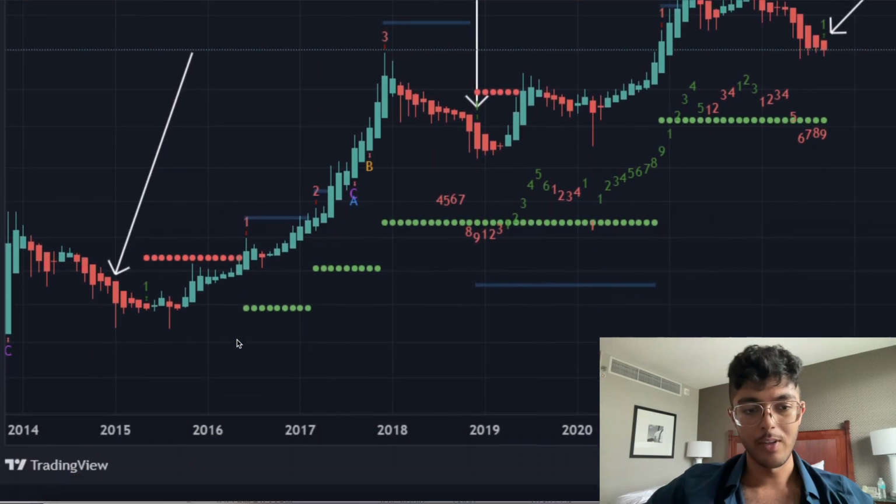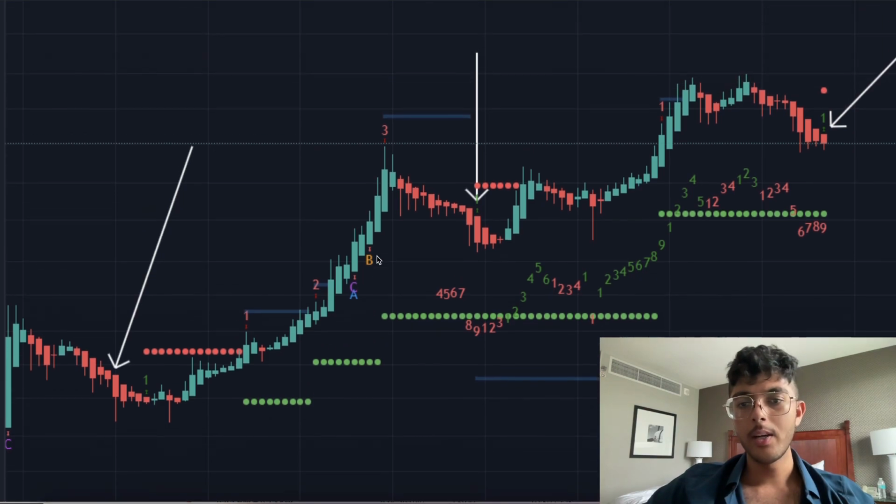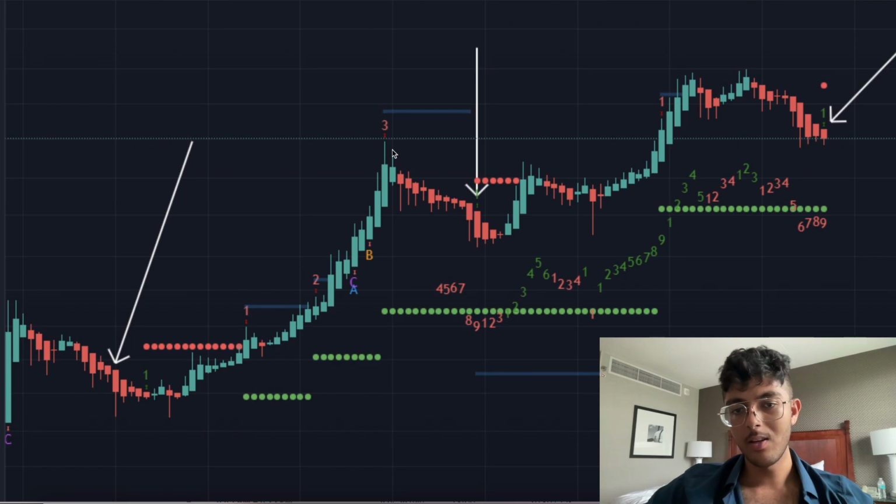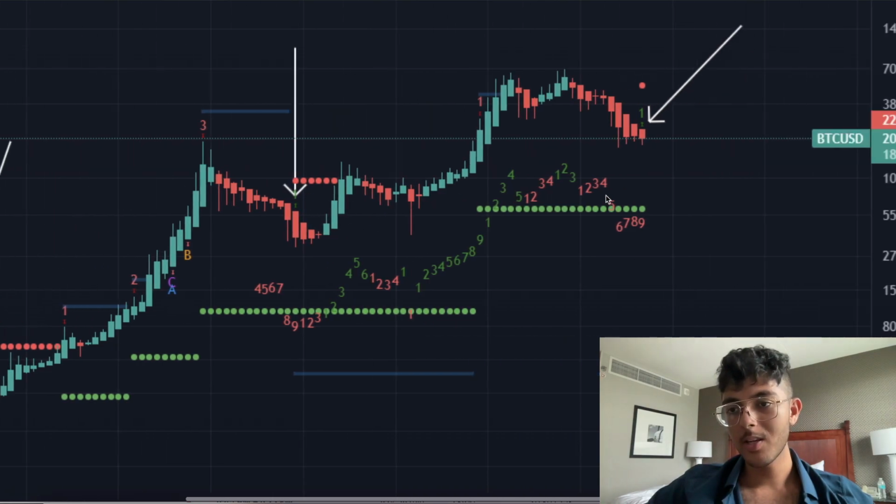I've actually got them pointed out pretty nicely over here. This was the bottom that we saw back in 2015, followed by another one right here. This was the bottom in 2018, when Bitcoin fell from 20,000 down to 3,000. It fired off one right here, indicating that the trend could be ready to reverse to the upside. And we've got another one right here as well.